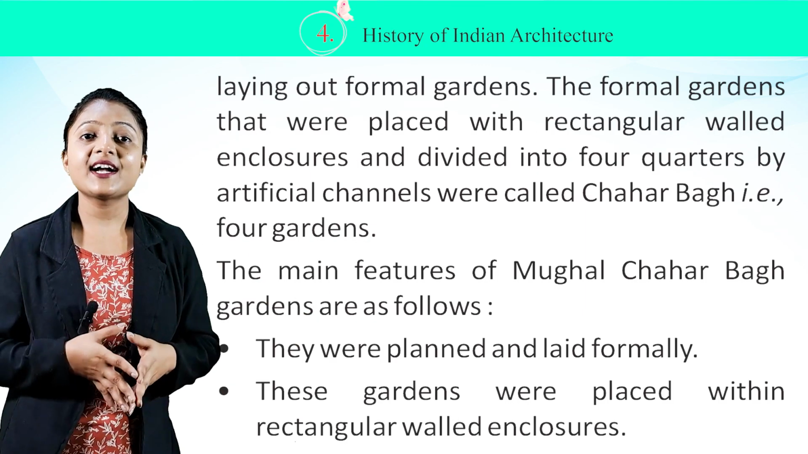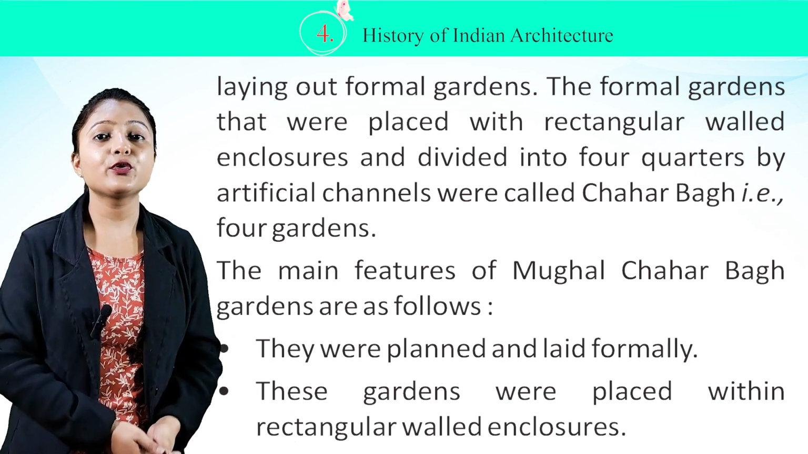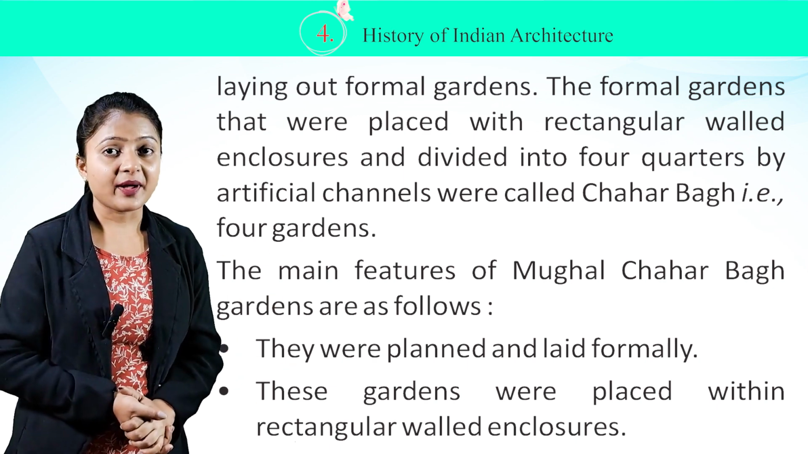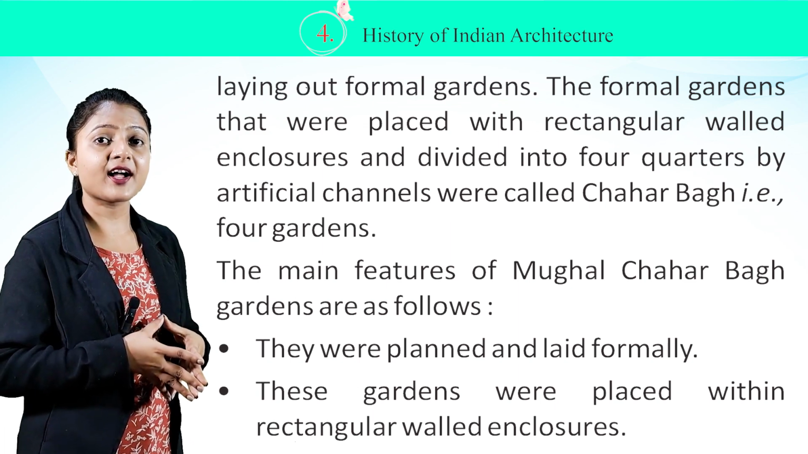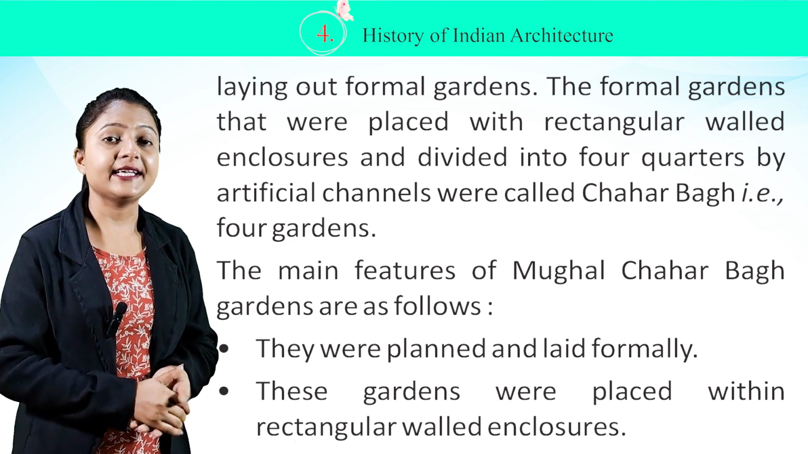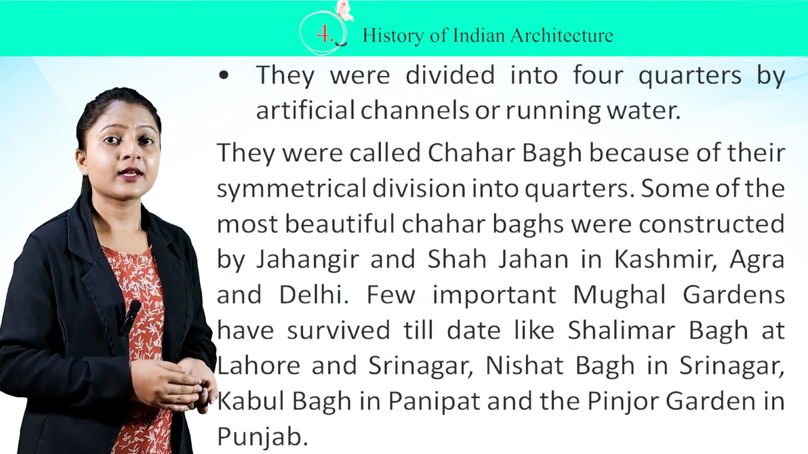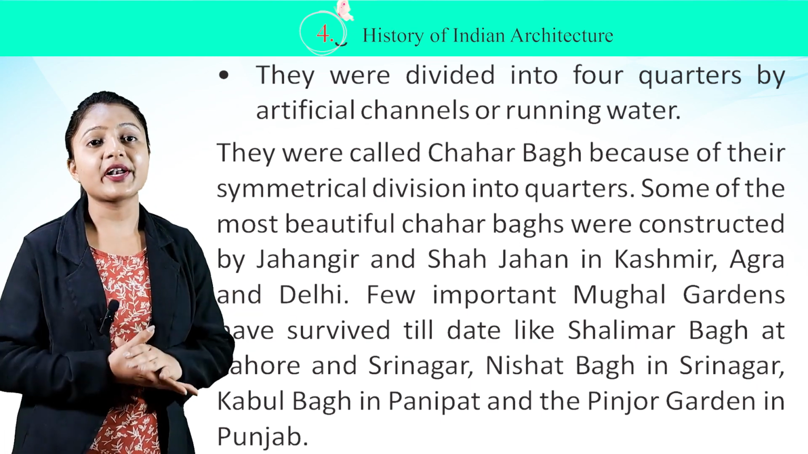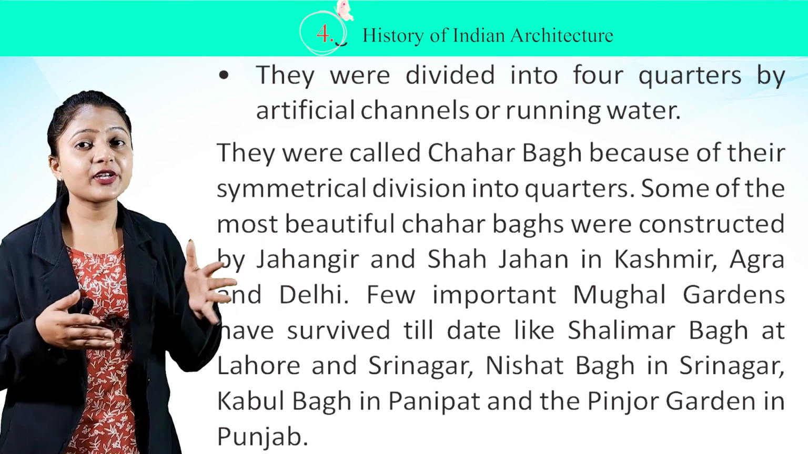The formal gardens that were placed within rectangular walled enclosures and divided into four quarters by artificial channels were called Chahar Bagh, that is, four gardens. The main features of Mughal Chahar Bagh gardens are as follows. They were planned and laid formally. These gardens were placed within rectangular walled enclosures. They were divided into four quarters by artificial channels or running water. They were called Chahar Bagh because of their symmetrical division into quarters.